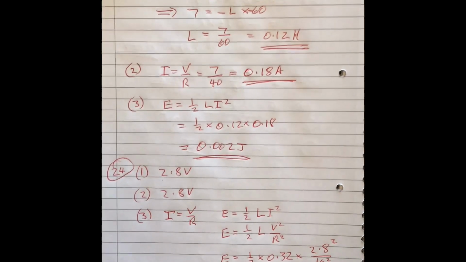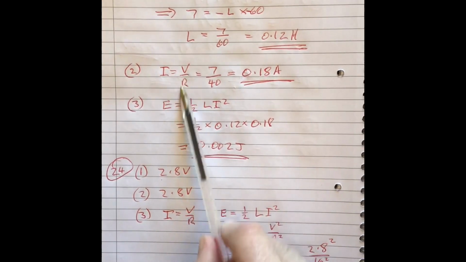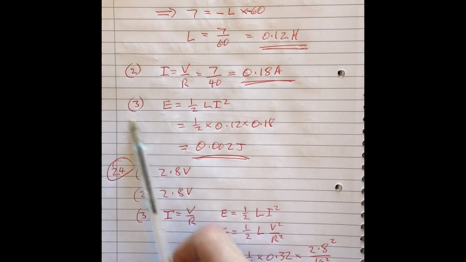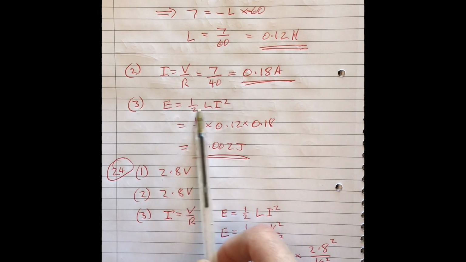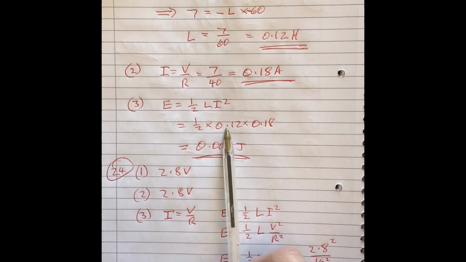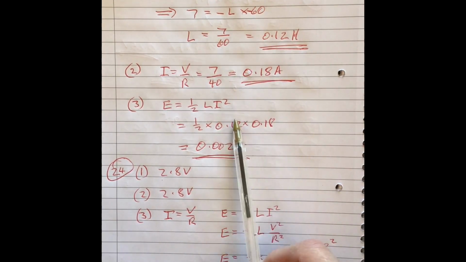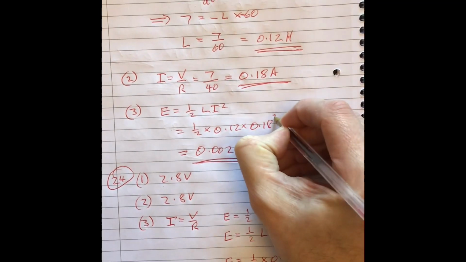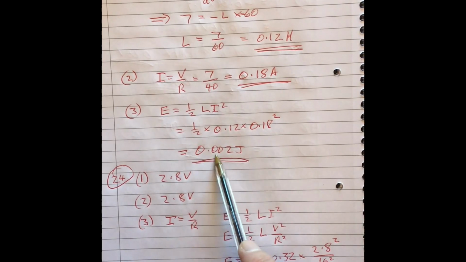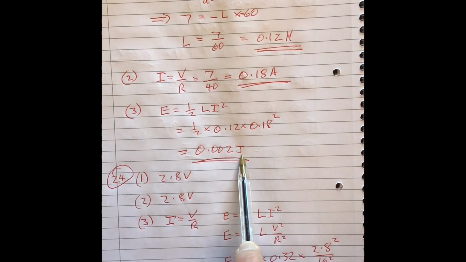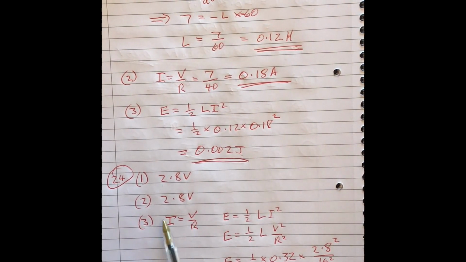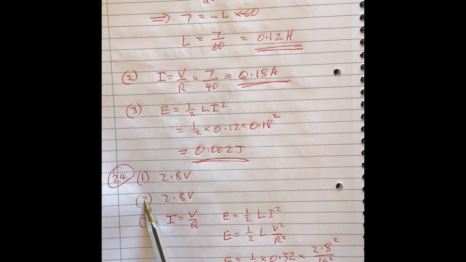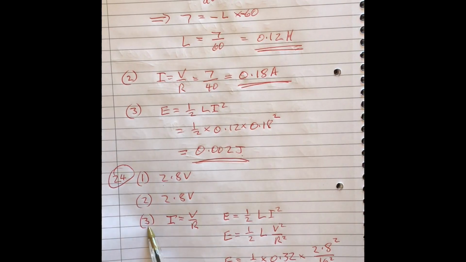Number 2, or rather part 2 of 23, I equals V over R, 7 volts over 40 ohms, 0.18 amps, and then part 3, energy stored, half Li squared again, a half times the inductance, which we got from part 1, times the current squared, which we got from part 2, and that should give us 0.02 joules as our answer. And then finally number 24, part 1, 2.8 volts, part 2, 2.8 volts, part 3.